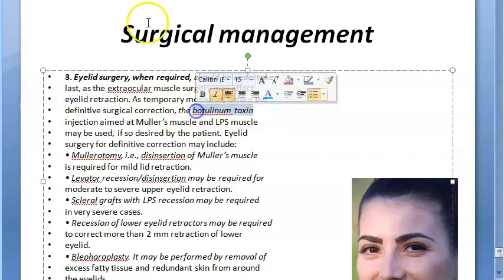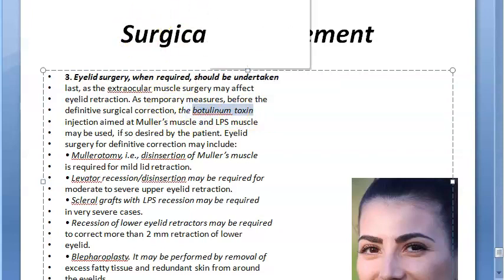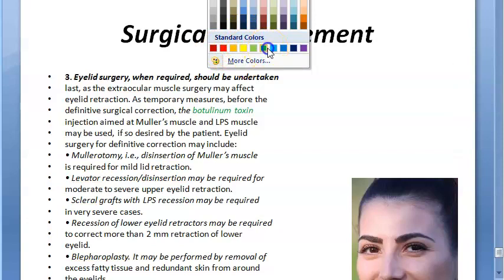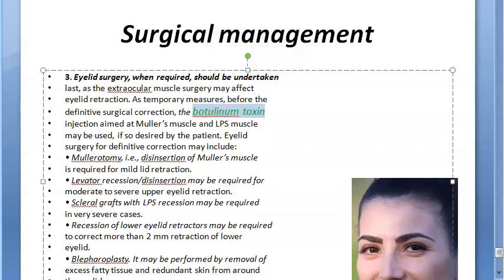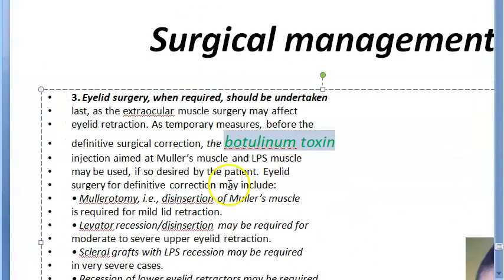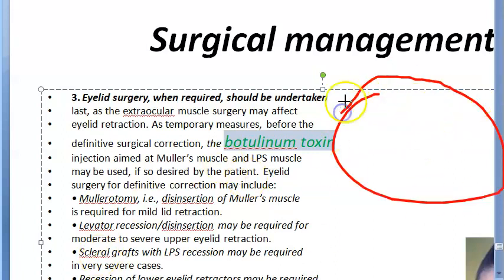Botulinum toxin you will give so that you can relax the Müller's muscle which was overacting, right? So they are giving botulinum toxin, that botox thing which they use for beauty. This botox will target what? Müller's muscle and the LPS muscle. In the upper eyelid, you have two things, right? Müller's muscle and LPS. To treat those two, they will give botulinum toxin.